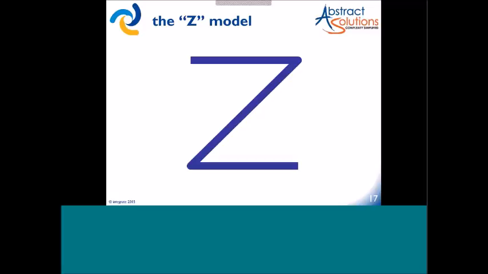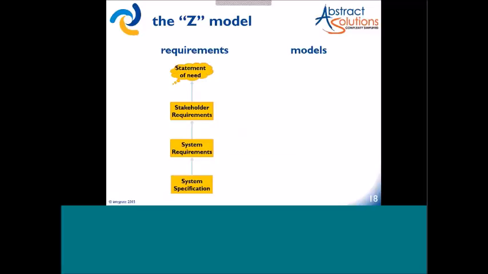Another way of looking at this is to view this as what is sometimes called the Z model. Let's have a look at what the Z model is. Down the left-hand side of this screen, we have our layers of requirements with the satisfaction relationship between them. Now, typically what will happen is we may have some statement of need that may not be a formally expressed set of requirements at all, but in response to that need, we will do some modeling.